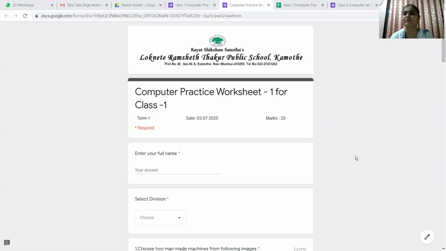So this type of form will be open in front of you, where you can see here I've written computer practice worksheet 1 for class 1. There it would be written computer worksheet. Okay. So I have written the date today. Here I have written 3rd, but on the paper the date will be 4th.